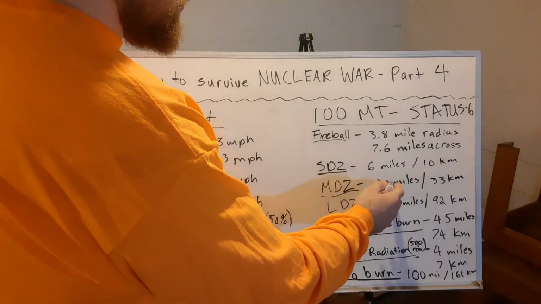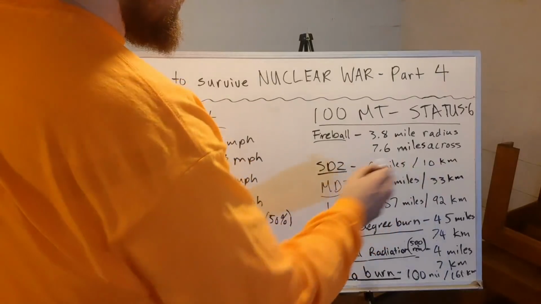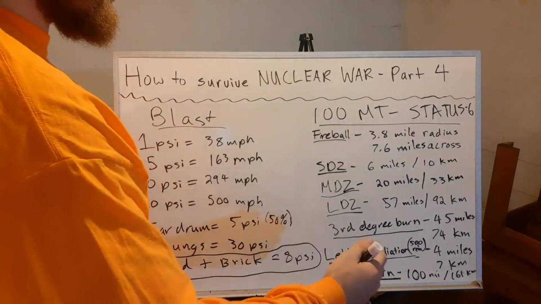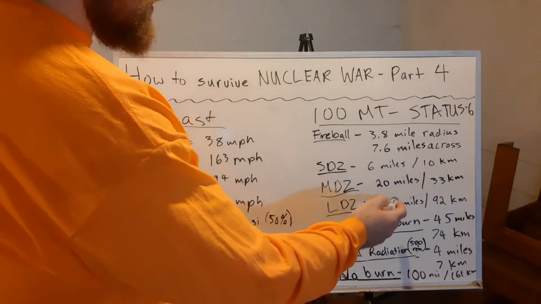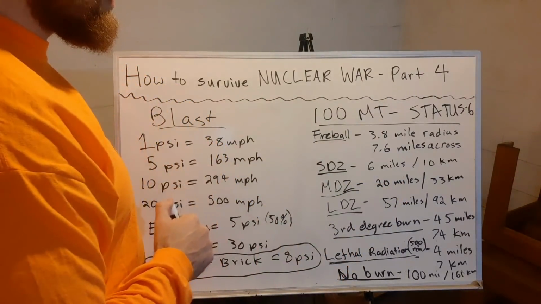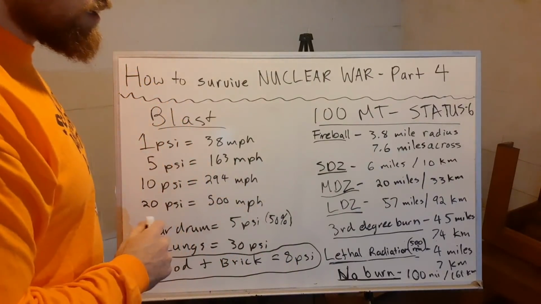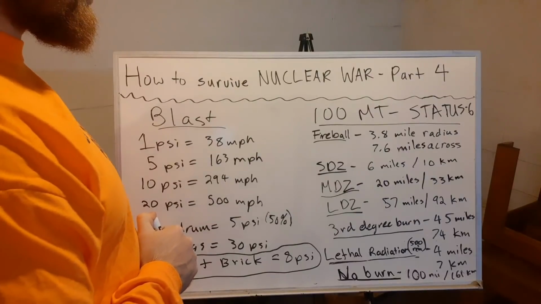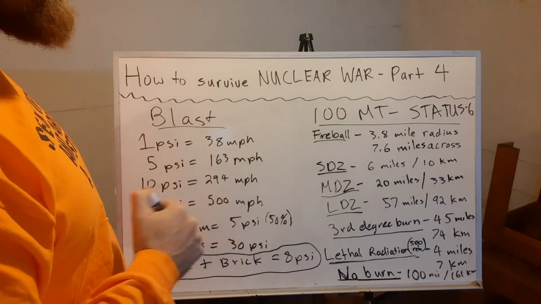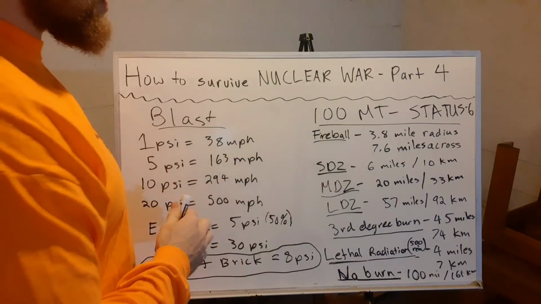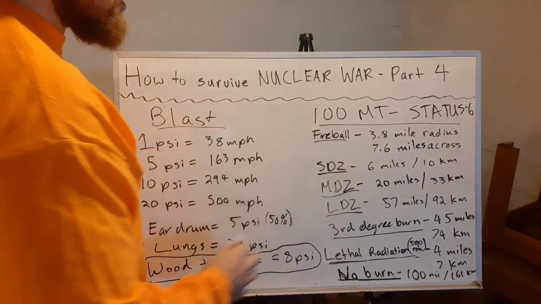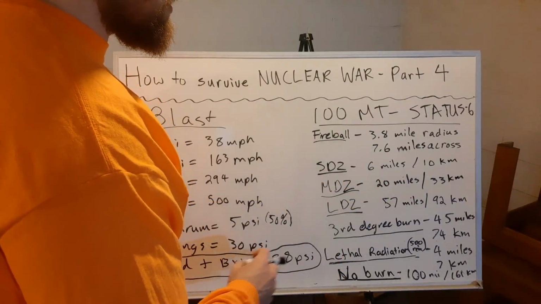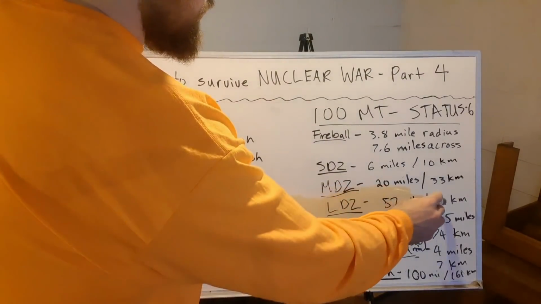Your MDZ is going to be 20 miles from the detonation point, or 33 kilometers, or 40 miles across and 66 kilometers across. Your LDZ is going to be 57 miles. So if we're thinking about New York City, if they detonate a Status 6 Poseidon in New York Harbor, if you live in Westchester or even Putnam County or even Orange County, you would possibly get the light damage zone all the way up there. 57 miles from the detonation point, or 92 kilometers.